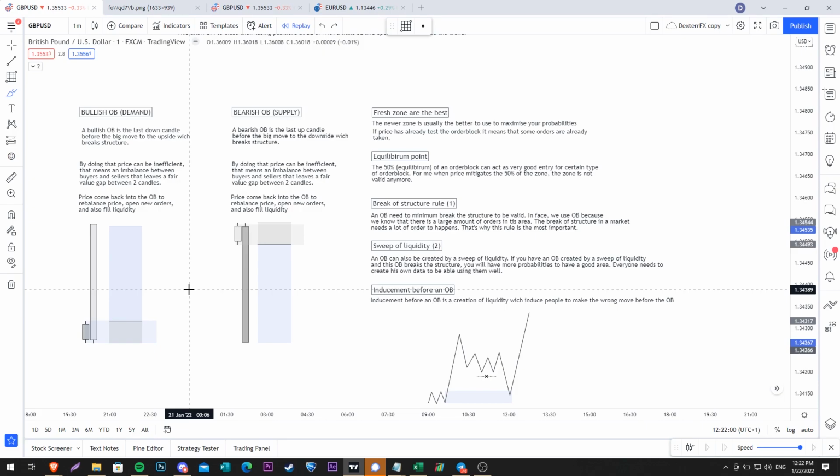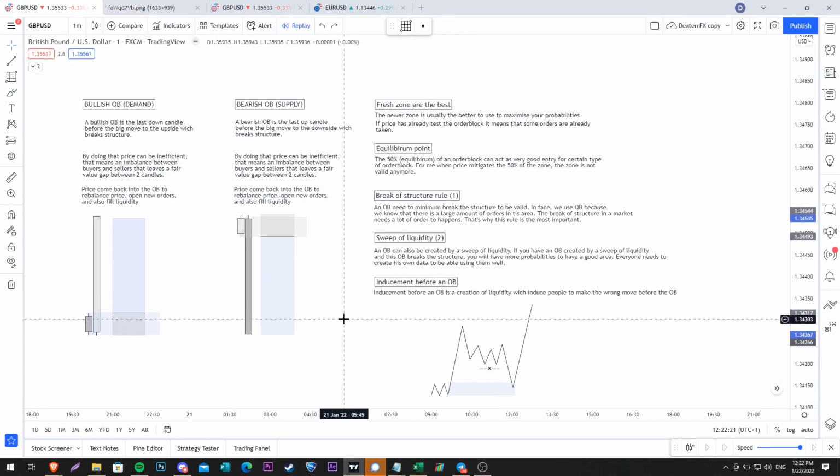So after all of this explanation, I will show you in the real markets how I use my order blocks, and in the next video I will show you the different types of order block and how to recognize them in a real market. The last point I have here is not a rule, but it's a plus if you want to enter into an order block and have more probability in your trade. It's the inducement before an order block.